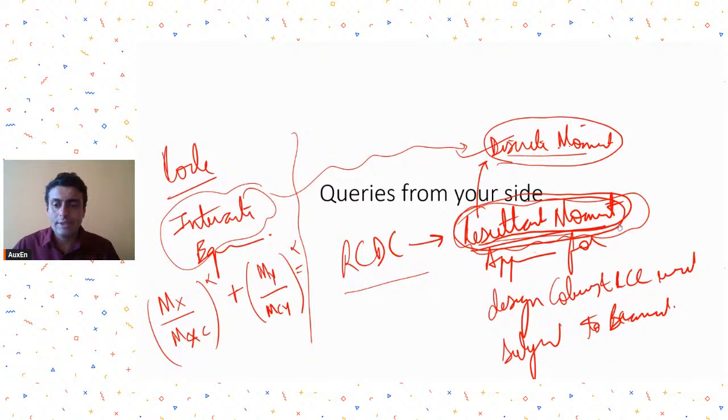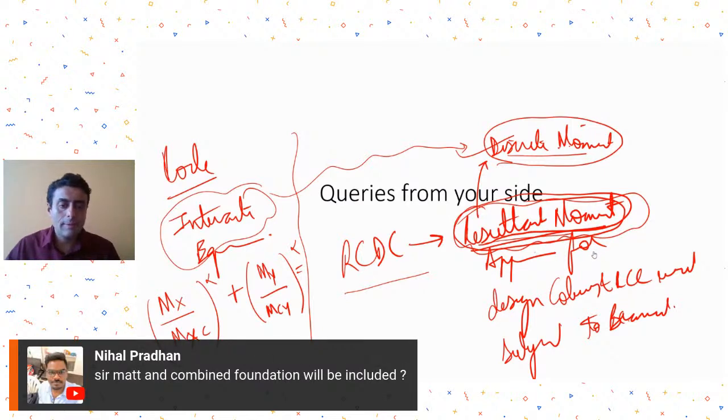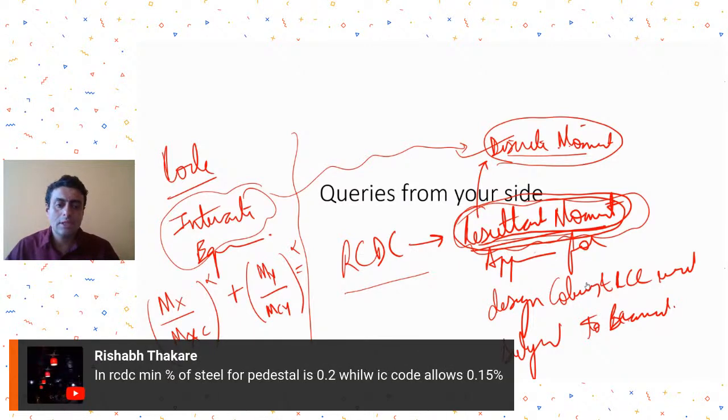I hope that answers. Mr. Niyal is saying mat foundation, combined foundation. No, it will not be covered because RCDC is unable to do that. Mr. Rishabh is saying in RCDC, minimum percentage of steel for pedestal is 0.2%, while the code allows 0.15%. I think there must be a setting to change the minimum percentage. There are settings, although I have not tried it right now, but there has to be a setting which allows you to change the minimum percentage.